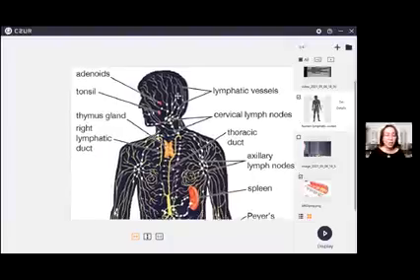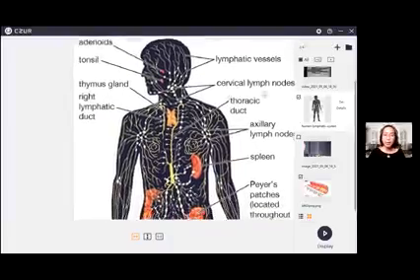Another important thing is the spleen. The spleen is just under your left side, under your ribs. This is the largest lymphatic organ. Now this spleen, what is the importance of this?